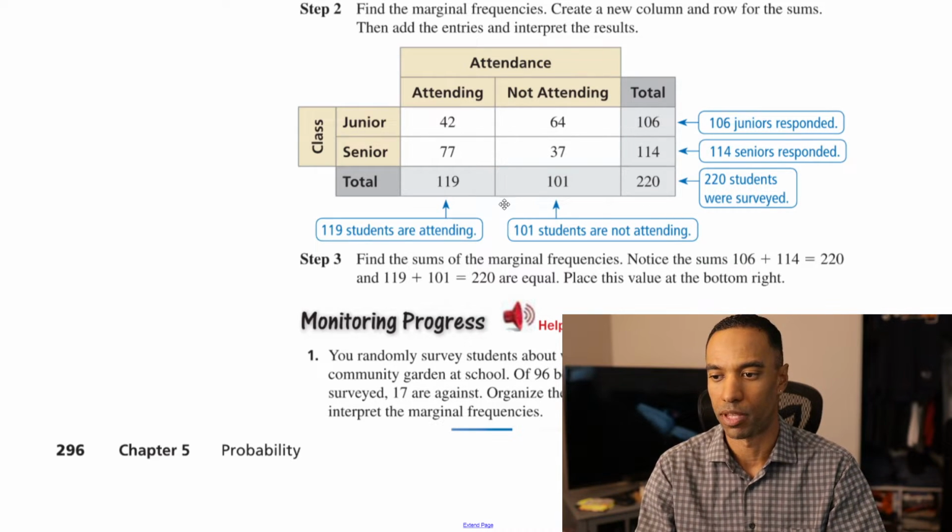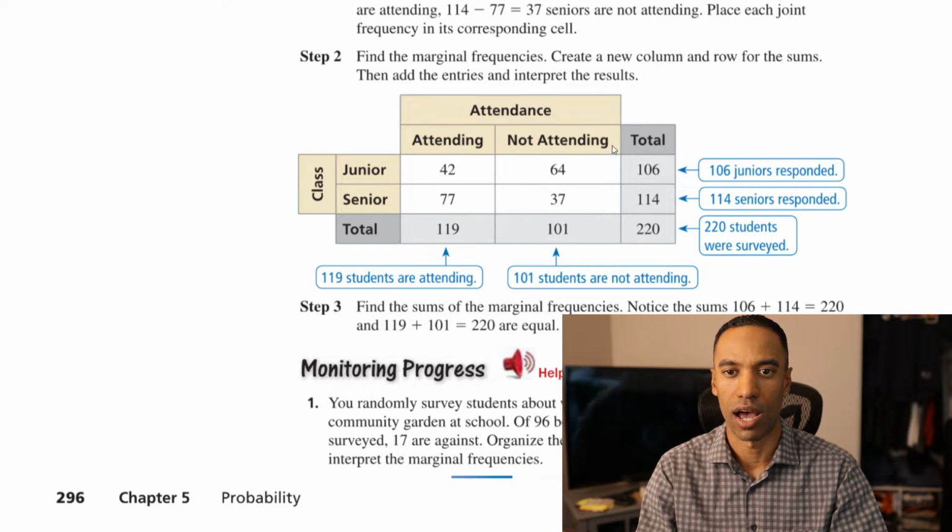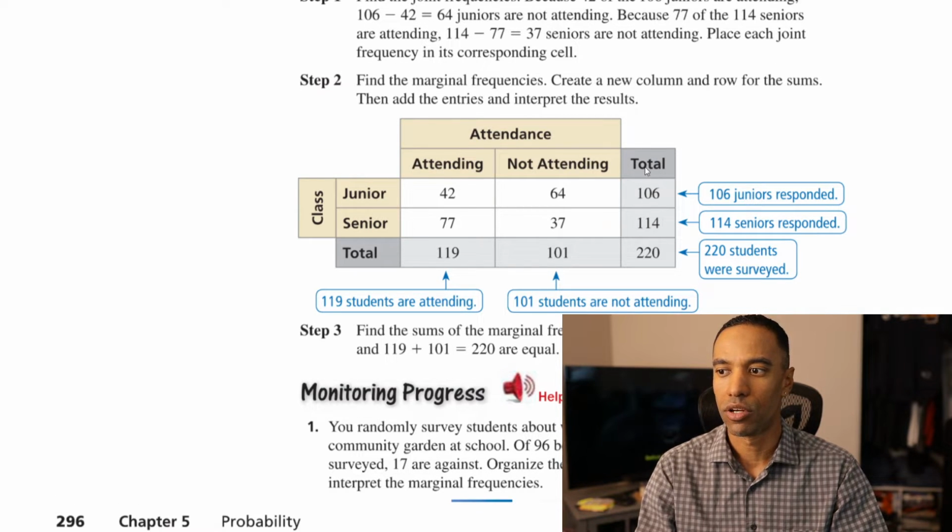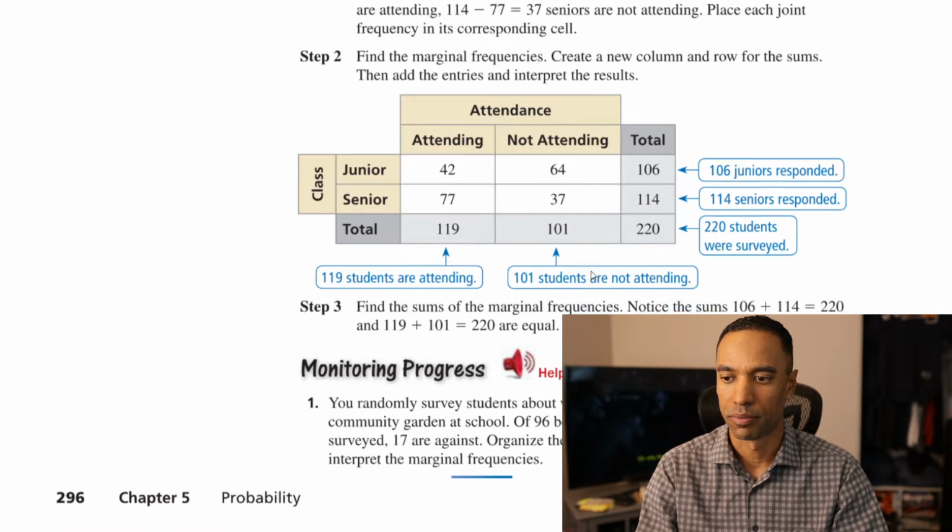So here, clearly something went right, and they just said fill this thing out and you're good to go. But notice how we're creating totals if they were not made for us. There's a lot of information you can come up with. Joint frequencies here, marginal frequencies here, and the total here.